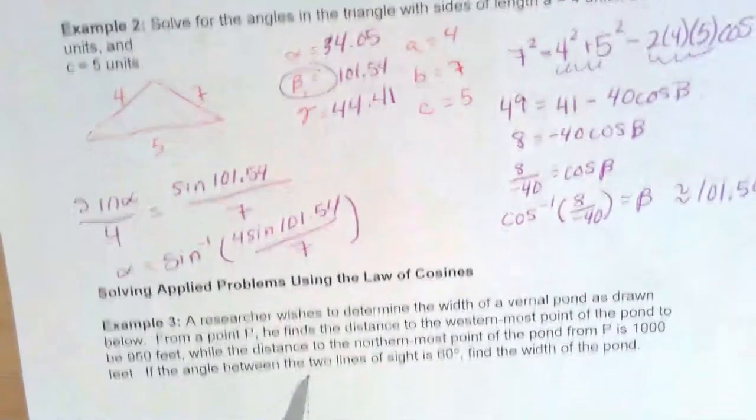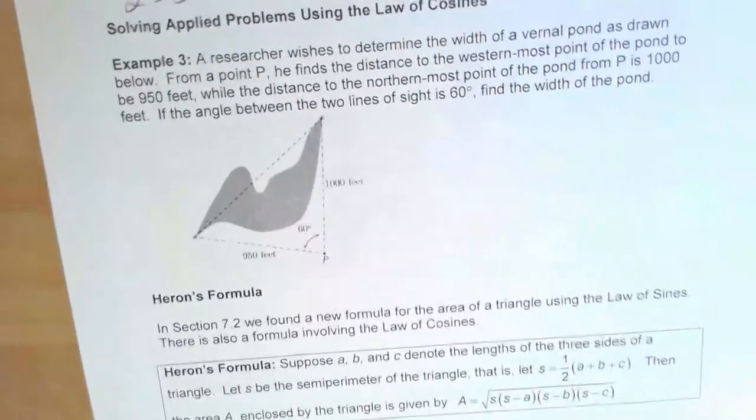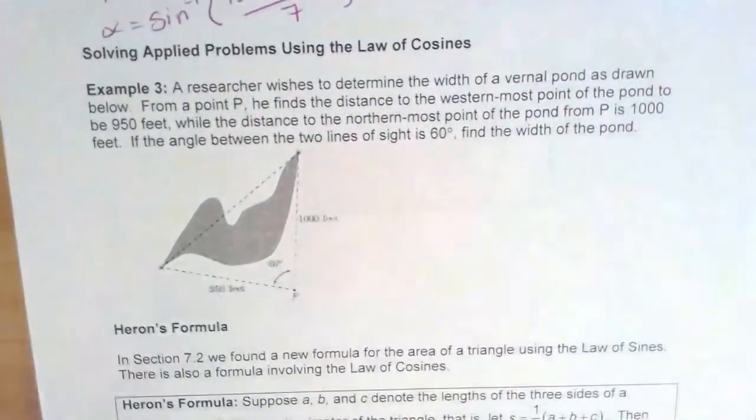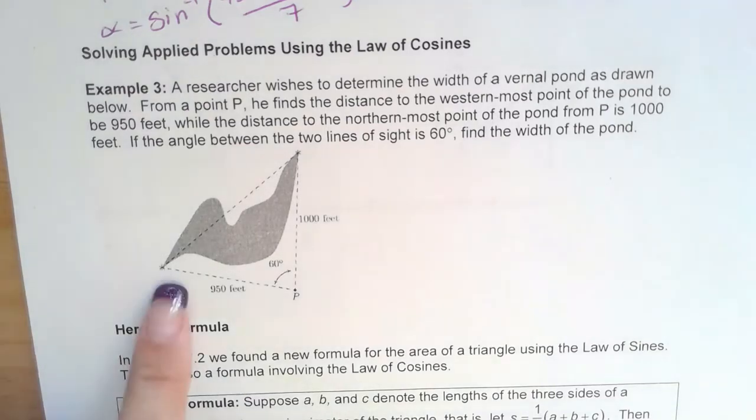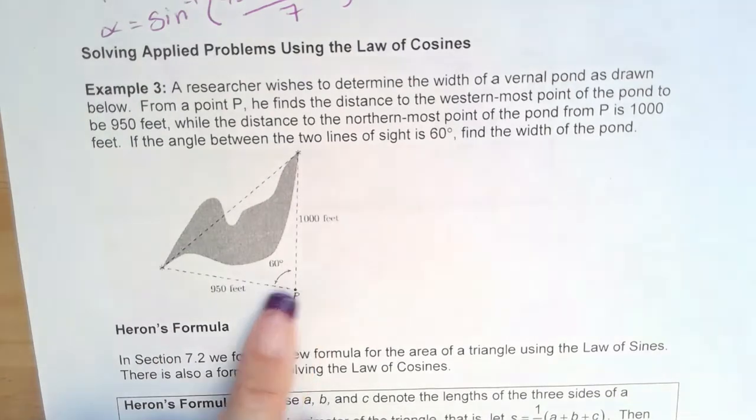Perfect. Okay, well, let's do some applications with law of cosines. Okay, guys. So here we have a researcher who wishes to determine the width of a vernal pond as drawn below. From a point P, he finds the distance to the westernmost point in the pond is 950 feet. So here's point P, and the west part is 950.